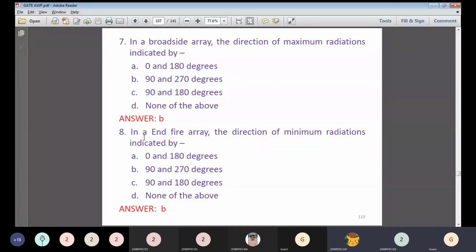Next. In the end-fire array, the direction of maximum radiation occurs where? Here it is maximum, and here it is minimum. So 90 and 270 is the answer. Correct? So whichever answer we get for the 7th problem, maximum at 90 and 270, minimum at 90 and 270 for problem 8.